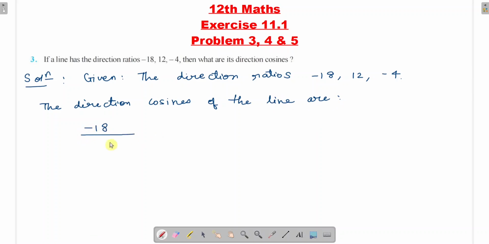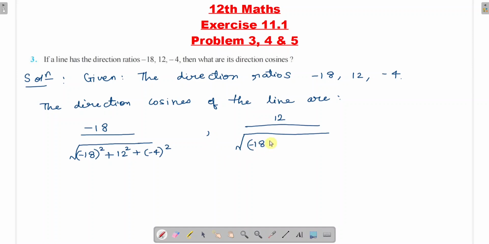minus 18 by root of minus 18 the whole square plus 12 square plus minus 4 square, comma, 12 divided by root of minus 18 square plus 12 square plus minus 4 square, and minus 4 divided by root of minus 18 square plus 12 square plus minus 4 square. Okay, so let us find this.